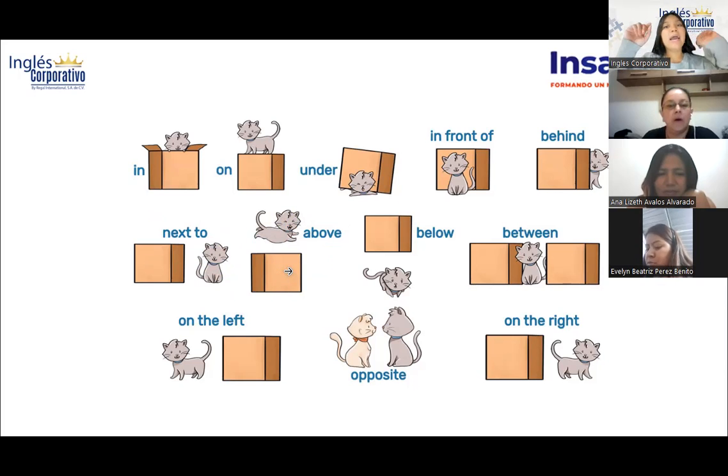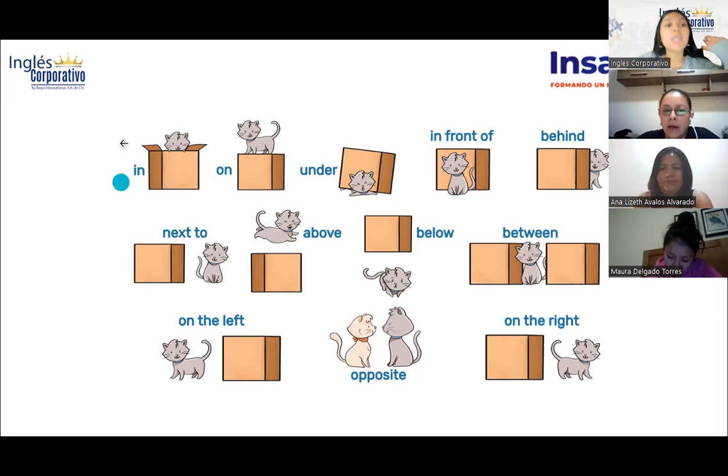Okay. Cat is, what is above the box. What do you mean by above? Above means sobre. Teacher, pero sobre no es on. Yes, también es on.